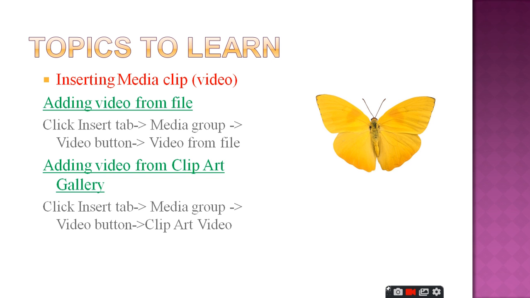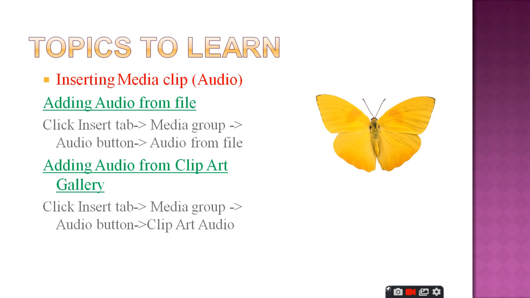In the same way we can add audio also. To insert any audio to our presentation, we need to click the Insert tab. From the Media group, we select the Audio button. We will get two options: audio from file or clip art audio. To select audio from file, click on the Audio from File option. It will show you a dialog box. From there, navigate to the folder and select the audio file. By clicking clip art audio, it will show you the clip art pane. From there you can select any audio file.